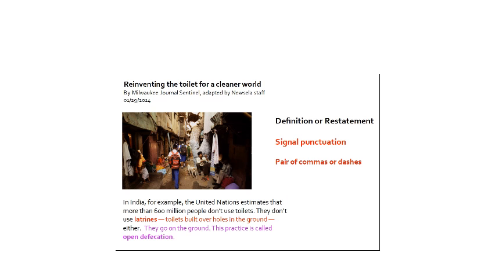Sometimes the signal for context clues is punctuation. Either a pair of commas or a pair of dashes may set off a definition or a restatement, like in this article about reinventing the toilet. They define latrines, dash, toilets built over holes in the ground, dash, with a restatement or a definition set off by dashes. That same definition could have commas instead of dashes. And then we see another example here of restatement, but this is where the signal word is called. So this practice is called open defecation, and that's the practice of going to the bathroom right on the ground.